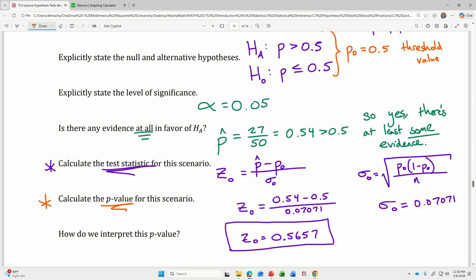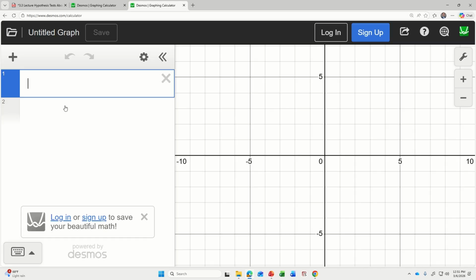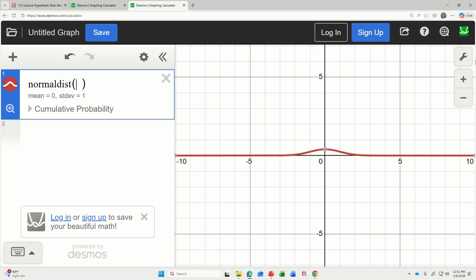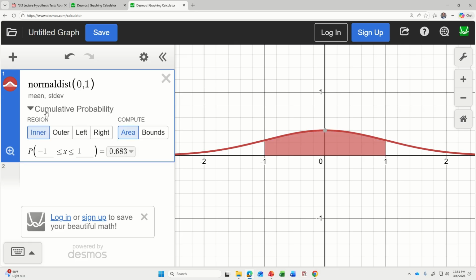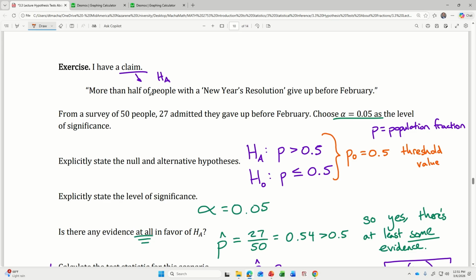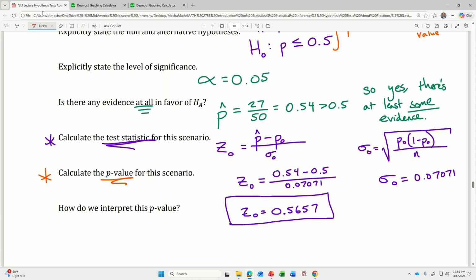We're going to be able to calculate the p-value if I take my test statistic and plug it into a standard normal distribution. The standard normal distribution is the normal distribution with mean 0 and standard deviation 1. In this case, I want the probability that more than half is my fraction. And so I'm going to use the right area and try to find the probability that x is greater than or equal to my test statistic, 0.5657.